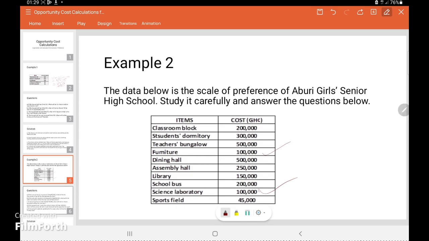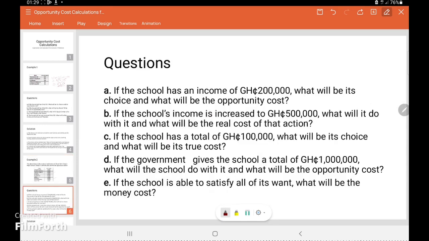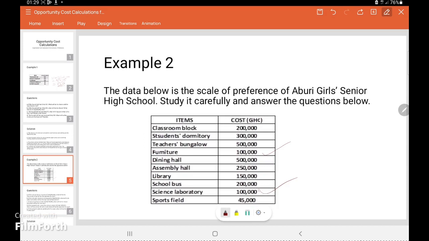Let's move on to the next question, which reads, D, if the government gives the school a total of 1 million Ghana cedis, what will the school do with it? And what will be the opportunity costs? So 1 million Ghana cedis, let's go back to the table. We'll see that the school will be able to purchase the classroom block.